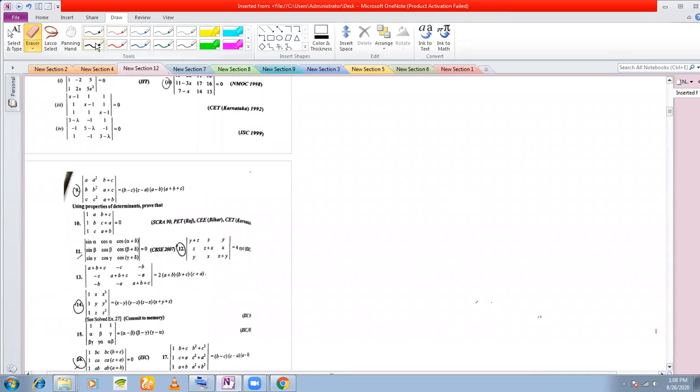Number 12. You have the determinant. You need to prove that this determinant is equal to 4xyz. Okay, so we start from the left hand side, or you can say take delta also, no problem.